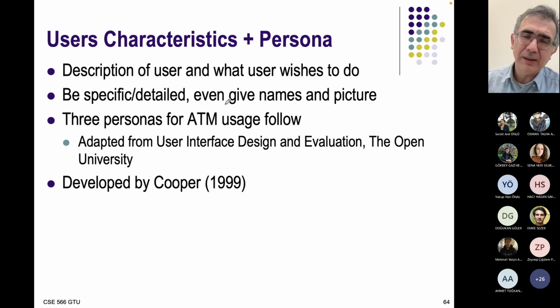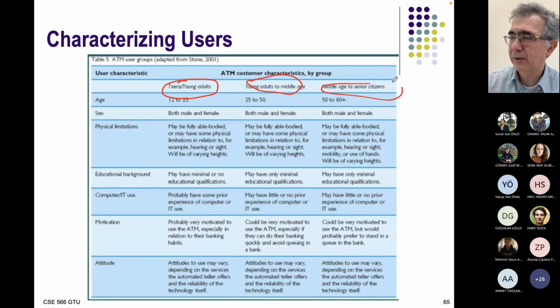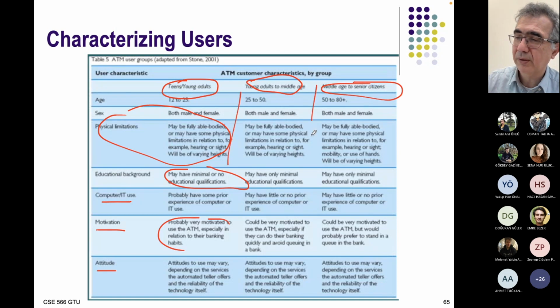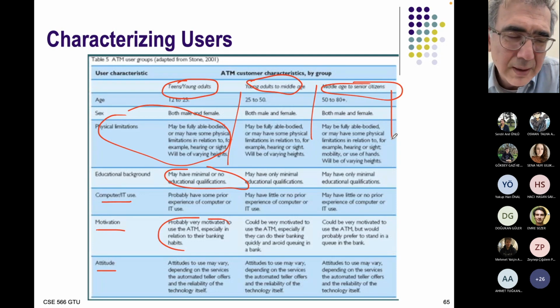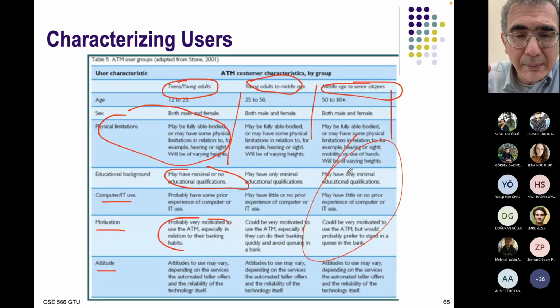And about the persona, it is kind of interesting from the book of Cooper. ATM users. One persona generation is youngs, middle age, olders. Physical limitations are different with youngs. Educational backgrounds are different. Computer use is different. Motivation and attitude. So these are different with all different types of users. So you should write down these characteristics when developing personas. Then you realize that your interface is maybe not suitable for this part. Then you will make modifications in your design so that those kinds of users are also included.